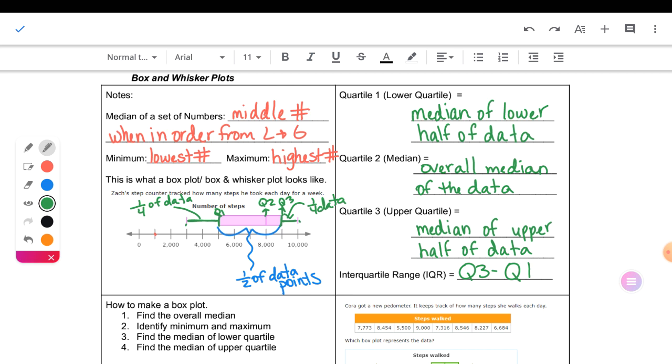Okay, and again, that's lots of information. We're just going to apply some of it because you'll see these aren't too terrible. So the next one, I kind of told you how to make one, but you'll never be asked to create a box and whisker plot in 6th grade. So it says find the overall median, identify the minimum and the maximum, find the median of the lower quartile, find the median of the upper quartile. So it's a lot of just finding the middle numbers.